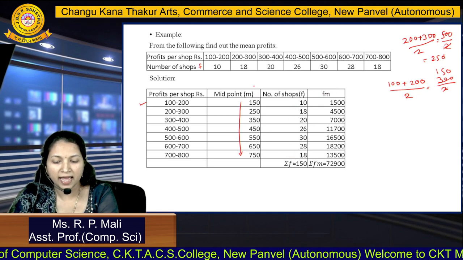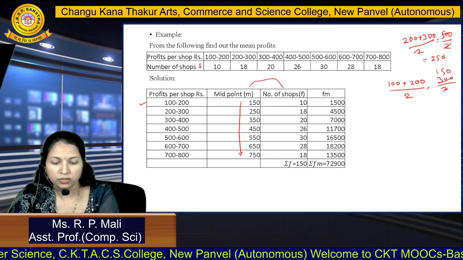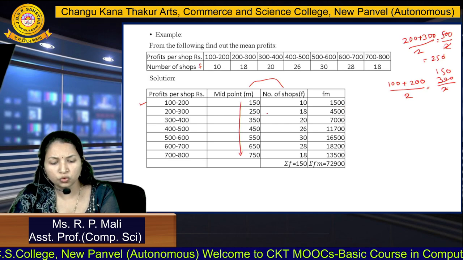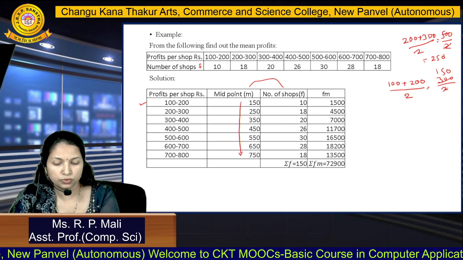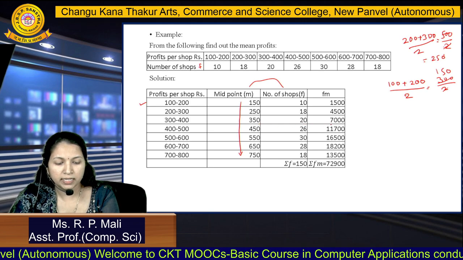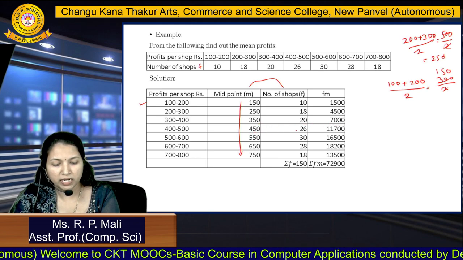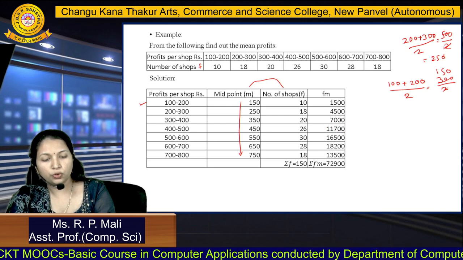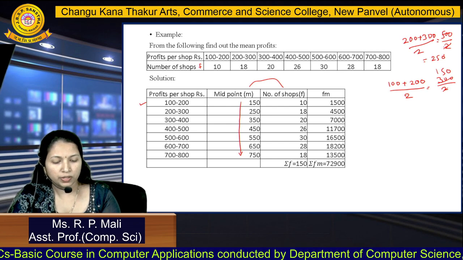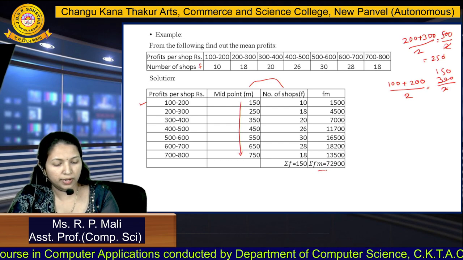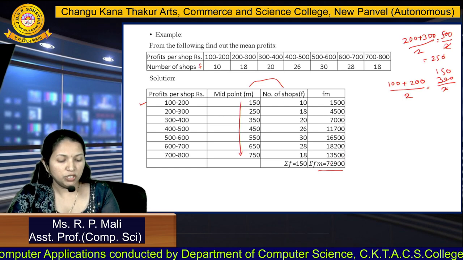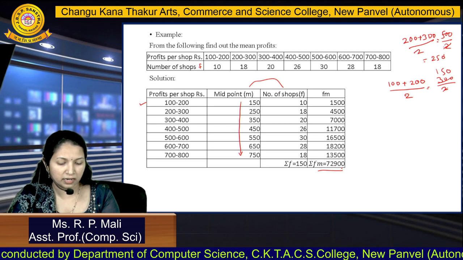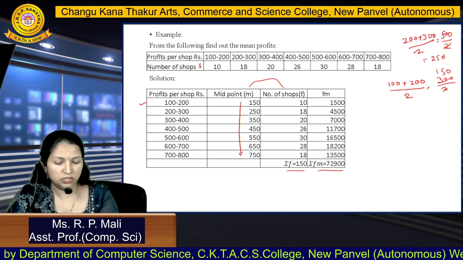The next step is what? Find the product of F and M, midpoint and F. So 150 into 10, 1500. 250 into 18, it is 4500. 350 into 20, it is 7000. 450 into 26, it is 11700. Likewise, we are going to find the product of FM. After finding the product, you're going to write the summation of this column. So the summation of this column is what? 72,900.